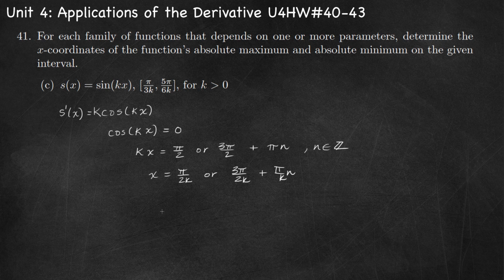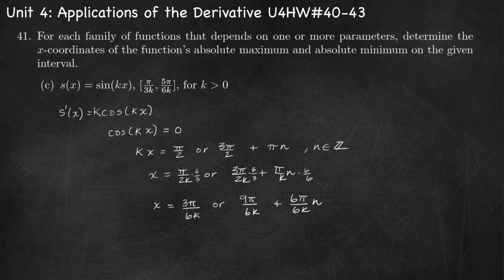Now the interval we're given has 3k and 6k in the denominator. So if we write this in terms of 3k, or in terms of 6k, I'd multiply this by 3 over 3, I'd multiply this by 3 over 3, I'd multiply this one by 6 over 6. So that's going to give us 3 pi over 6k, or 9 pi over 6k, plus 6 pi over 6k times n.